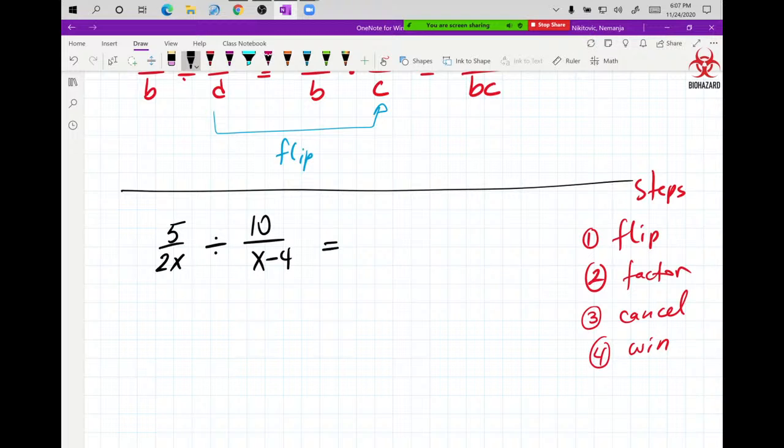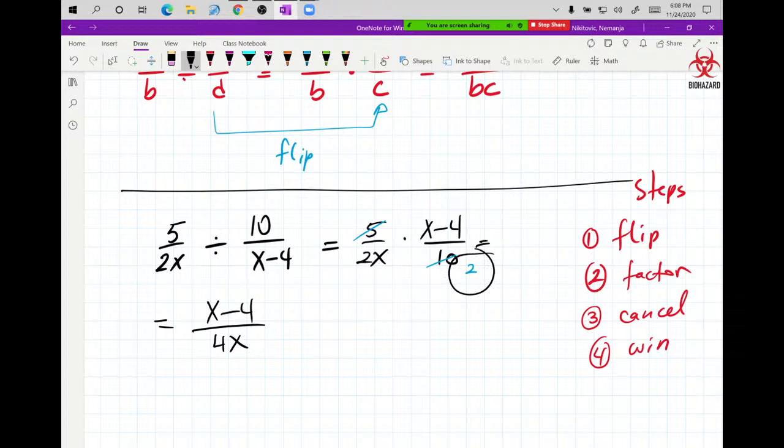Following the steps, we do the flip first. And then we do factoring, where there's nothing to factor. These are all the simplest. And then it says cancel. Well, what can I cancel? I can definitely cancel 5 and 10, get a 2 over there. So the whole problem works out to be x minus 4 over 4x, because we have to multiply by that 2. So 2 times 2 is 4.